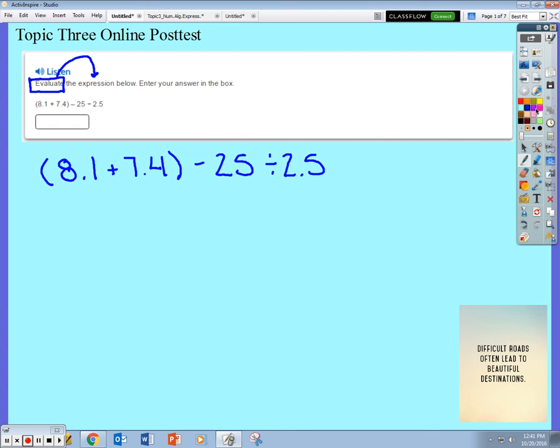Parentheses first. I'm going to do tenths plus tenths. Well, 4 plus 1 gives me 5. I'll bring down the decimal. 1s plus 1s, 7 1s plus 8 1s give me 15 1s. Minus 25, not 2 5/10 there, minus 25 divided by 2 1/2.